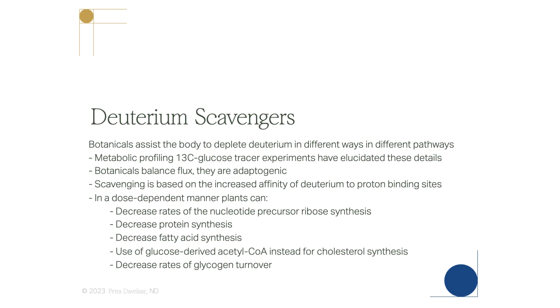Metabolic profiling with 13C glucose tracer experiments has elucidated these details. Botanicals balance the flux. They are adaptogenic. They preferentially bind hydrogens versus deuterium, and the scavenging is based on that increased affinity. And so in a dose-dependent manner, plants can actually decrease the rate of the nucleotide precursors for the ribose synthesis. They can decrease protein synthesis, fatty acid synthesis, and they can decrease the rates of glycogen turnover.